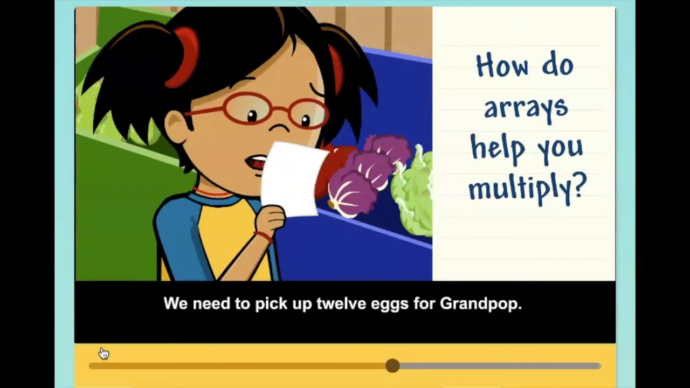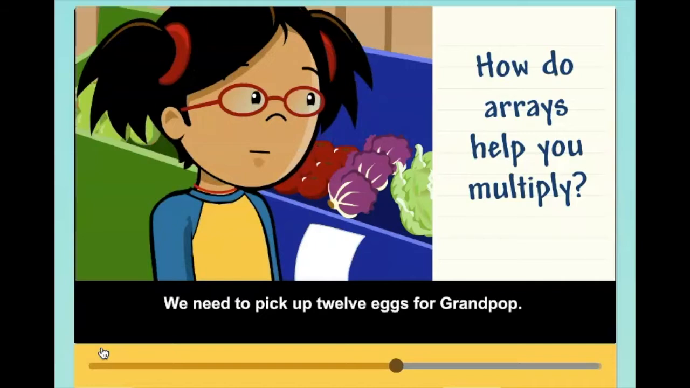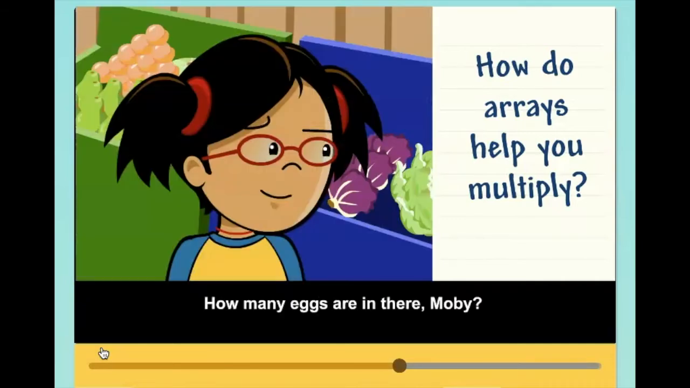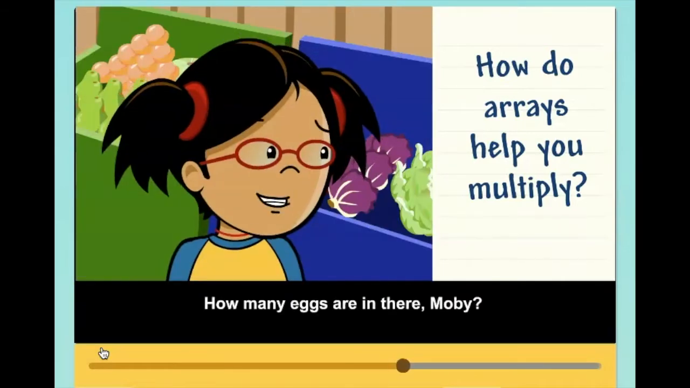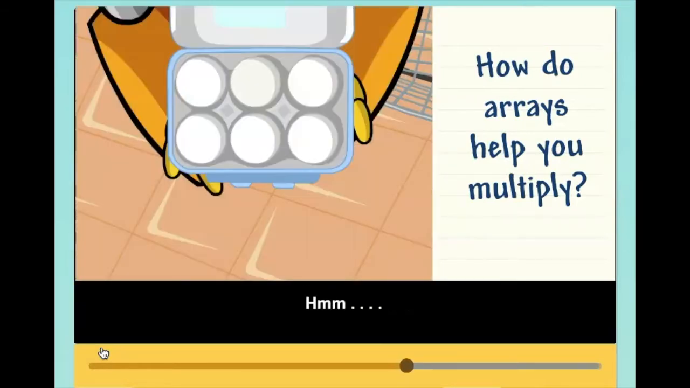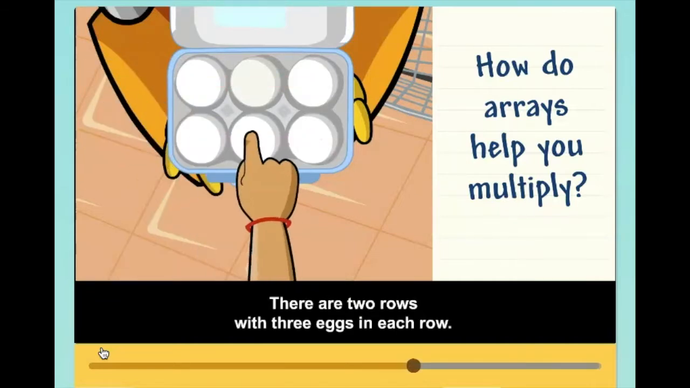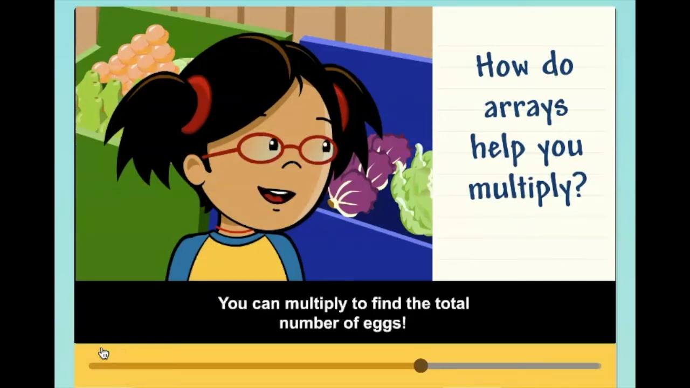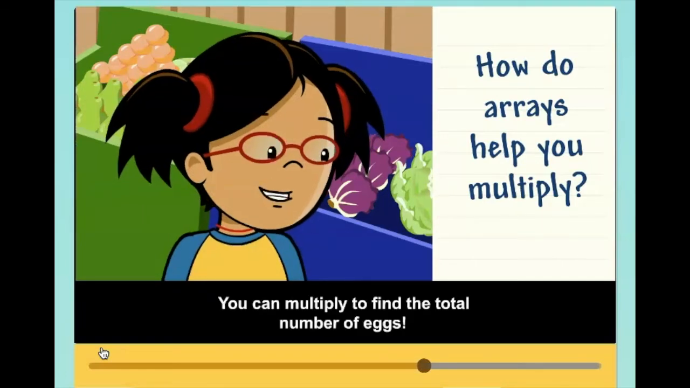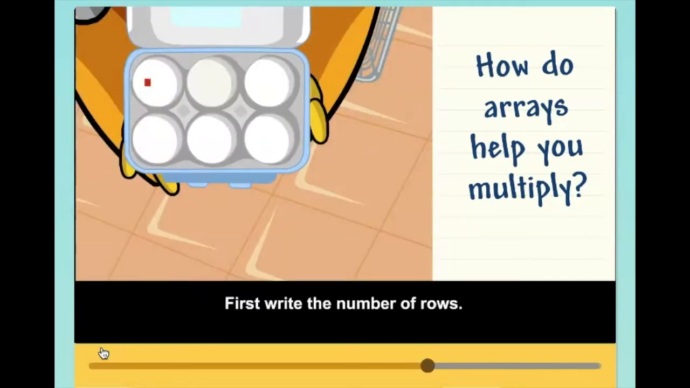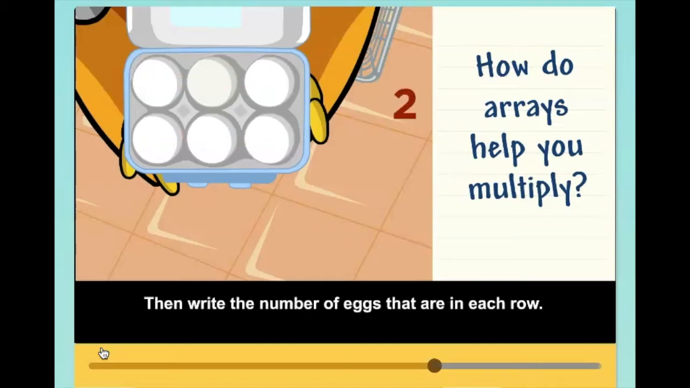We need to pick up 12 eggs for Grandpop. How many eggs are in there, Moby? There are 2 rows, with 3 eggs in each row. You can multiply to find the total number of eggs. First, write the number of rows.